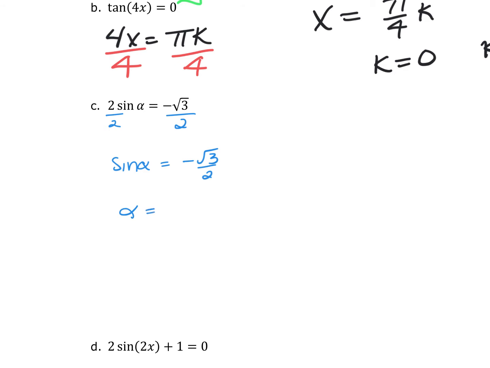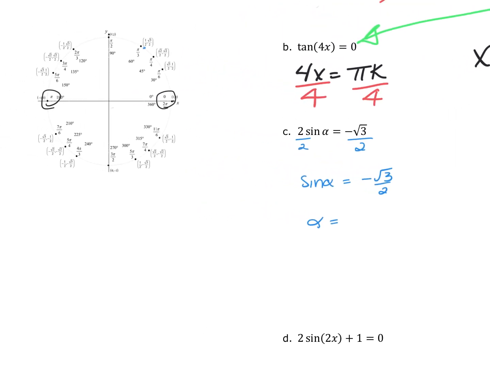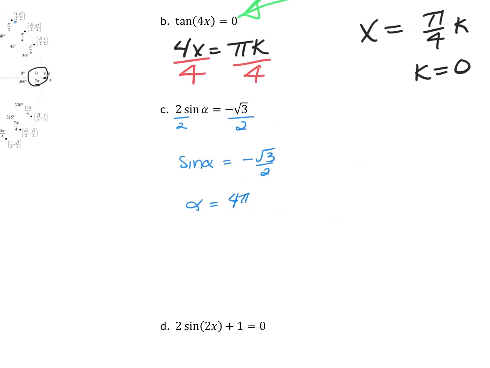So alpha is equal to, again, I'm going to get out my unit circle. I'm going to see where the sine of alpha is equal to the negative square root of 3 over 2. And so I know on my unit circle that happens when we are at 4 pi over 3 and 5 pi over 3. 4 pi over 3 plus 2 pi k. And when alpha is equal to 5 pi over 3 plus 2 pi k.